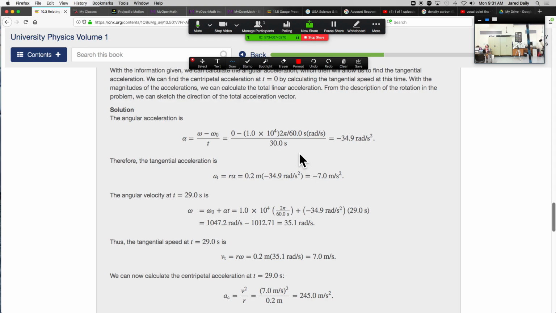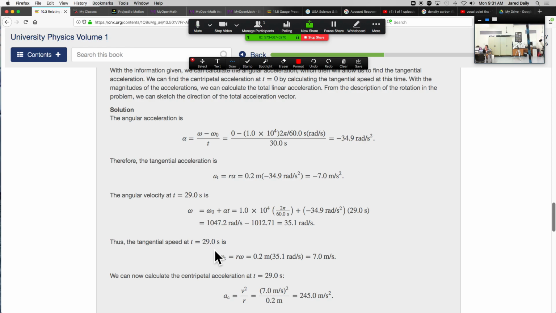So what we're going to do is calculate the final angular velocity at 29 seconds using the kinematic equation. We know our initial is 1 times 10 to the fourth. Make the conversion again. We know that our angular acceleration is negative 34.9, and the time is now going to be 29 seconds. So then we calculate our final angular velocity at 1,047.2 radians per second. Why do we need to know that? Because we need to know the angular velocity to find the tangential velocity, and we need to know the tangential velocity to find the centripetal acceleration, because the centripetal acceleration depends on how fast it's moving at that moment.